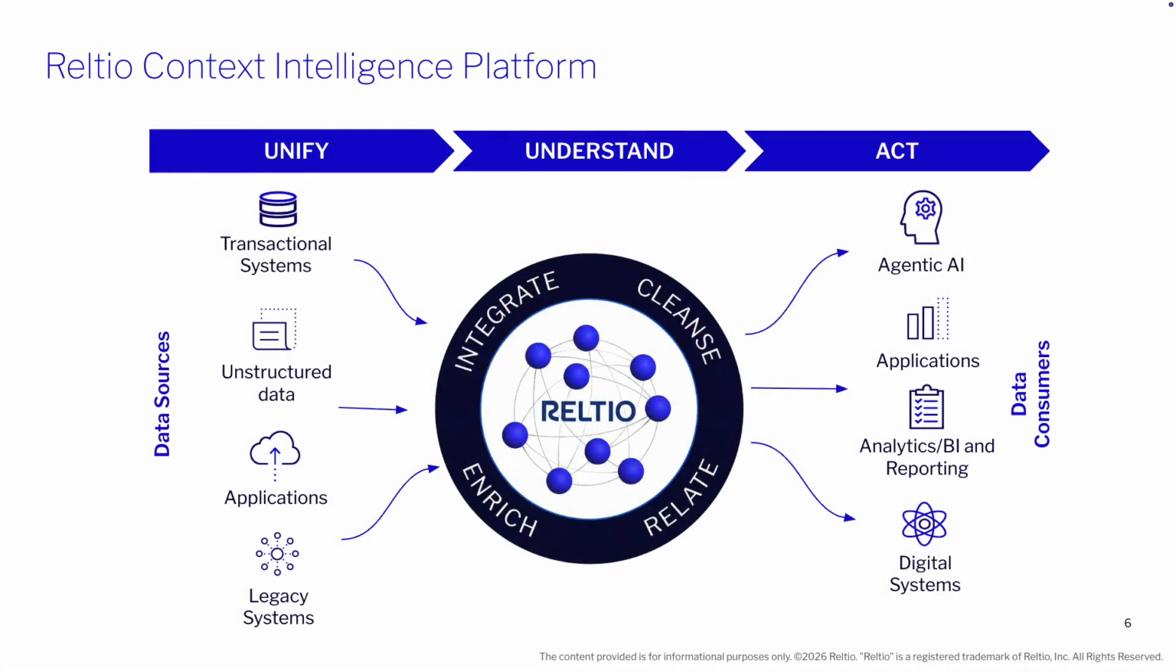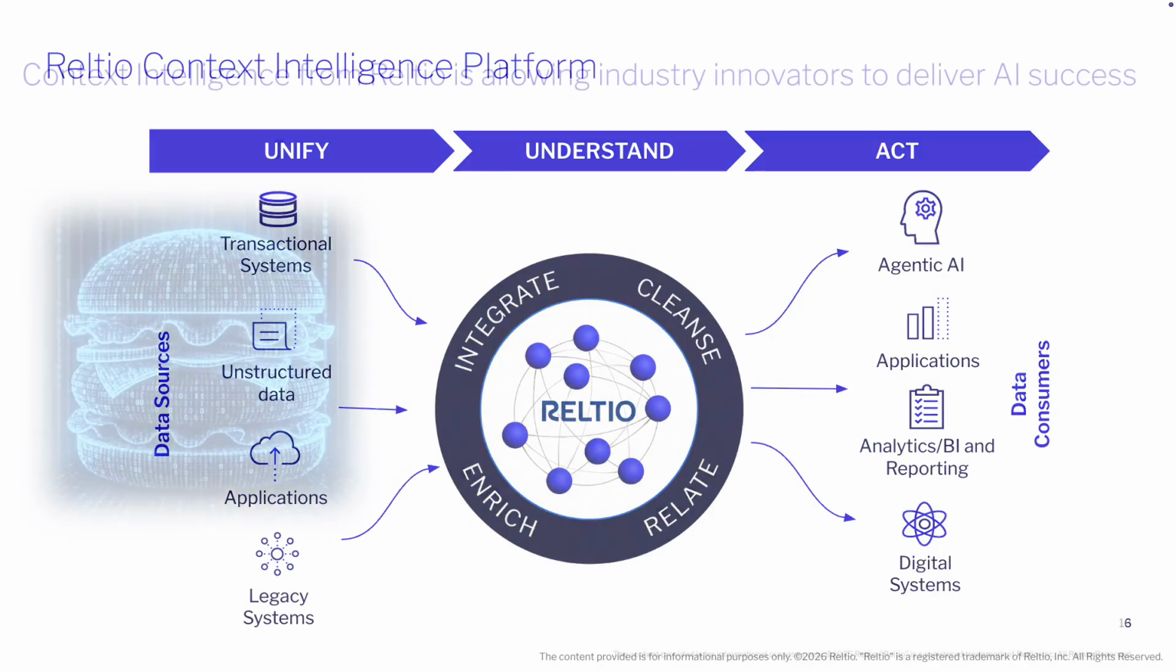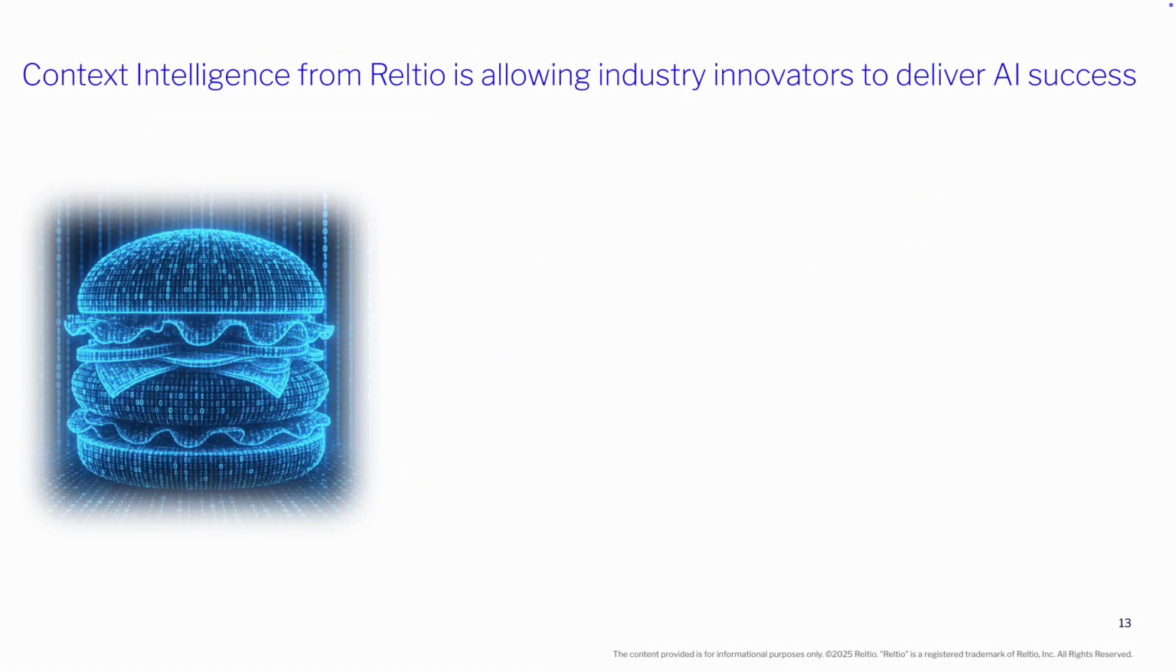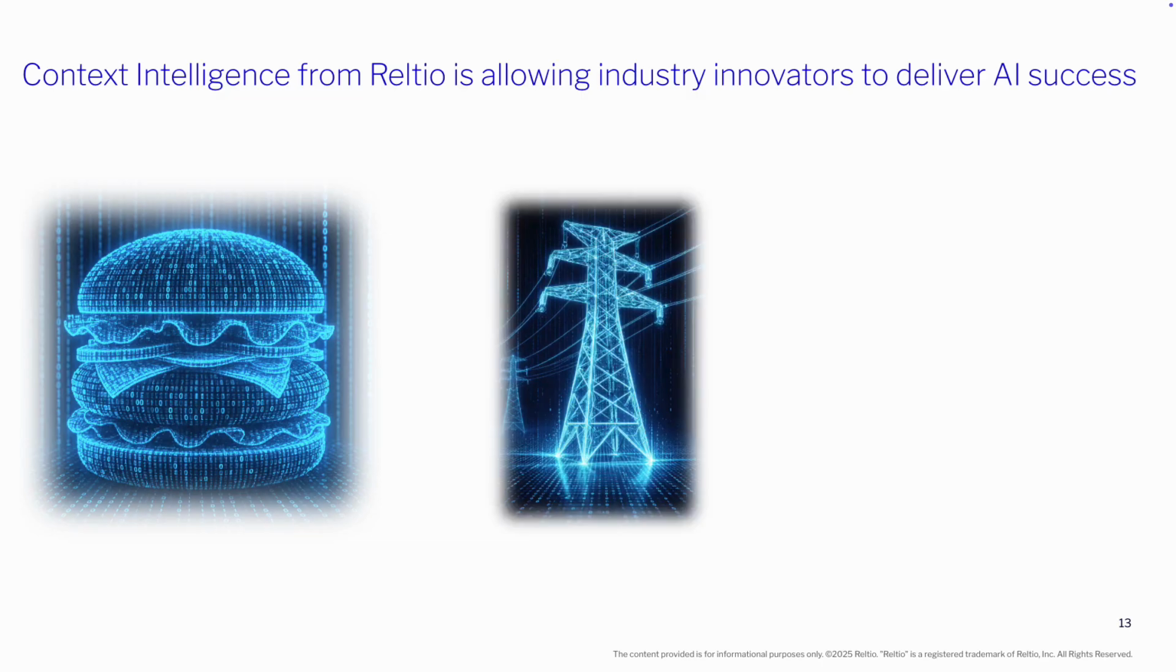Agents running on Reltio's context intelligence platform are delivering tangible business value today. One of the largest quick service restaurant brands in the world is running Reltio agents that continuously enrich and categorize menu items globally, so new products hit digital kiosks and mobile apps faster with fewer errors and less manual work. A global power solutions provider is using Reltio agents to automatically generate multi-level organizational hierarchies for compliance reporting, and they're saving over $1.3 million a year in reduced effort.